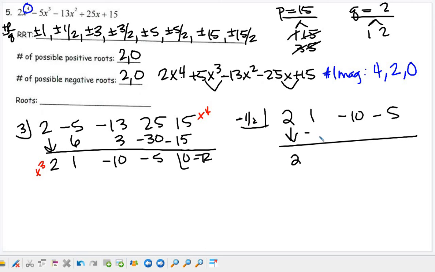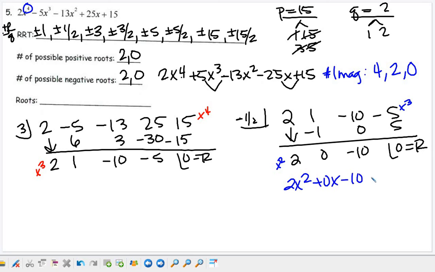Alright, so this would be negative 1, which would be 0, and this would be 0, which would be negative 10, which would be 5. Okay, so then now we have, this was a 3rd degree, so now we've dropped to a 2nd degree, which we can factor. So we have 2x squared plus 0x minus 10.